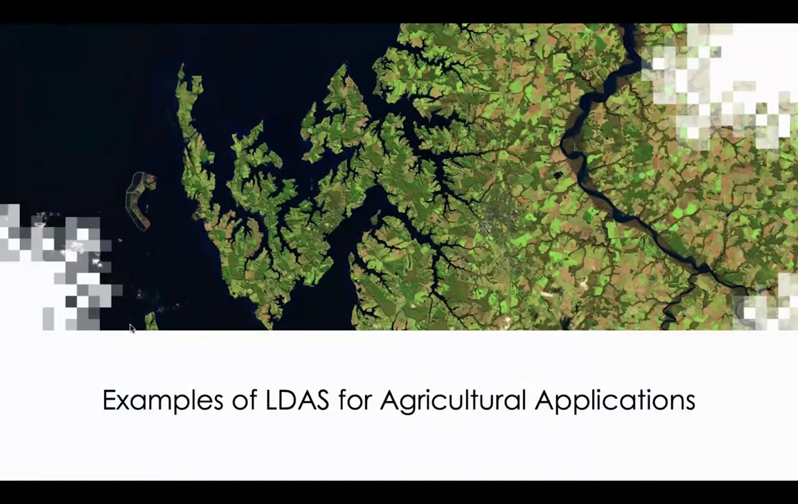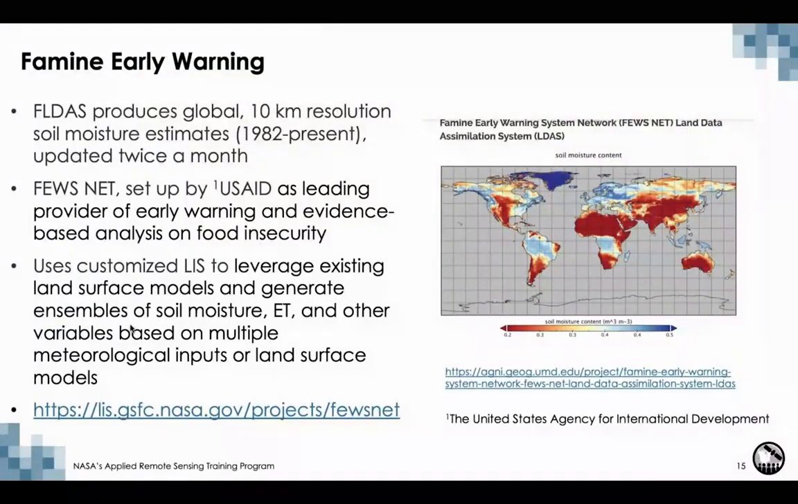With that, we're going to see a couple of examples of how LDAS is used for agricultural application. FLDAS, or famine early warning, is shown here. It produces 10-kilometer resolution soil moisture estimates from 1982 to present, and it's updated twice a month. FEWS NET was set up by USAID as leading provider of early warning and evidence-based analysis on food insecurity, and soil moisture is used for that, in addition to other parameters from LDAS.